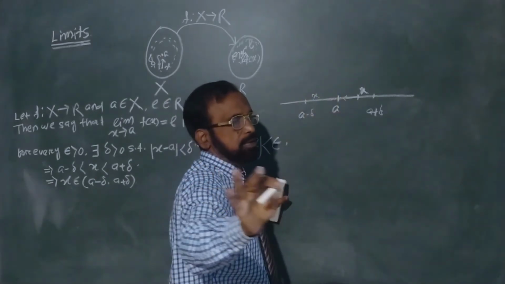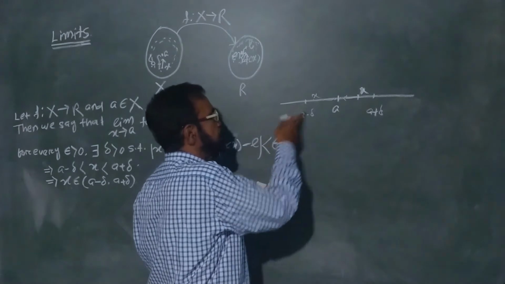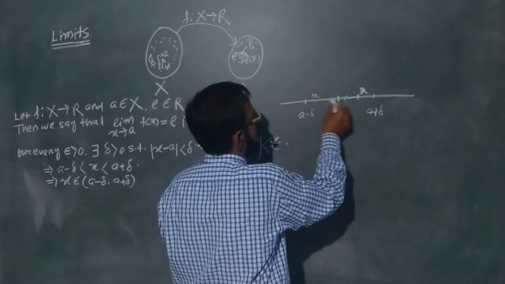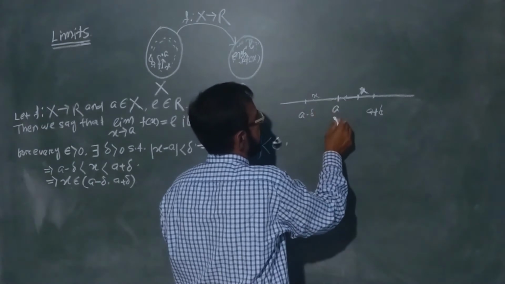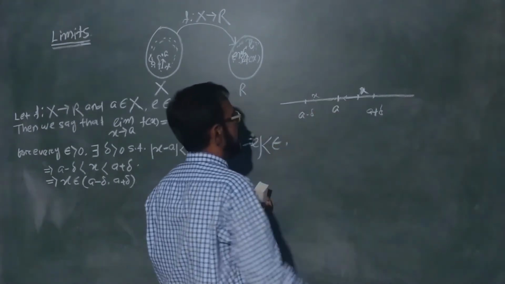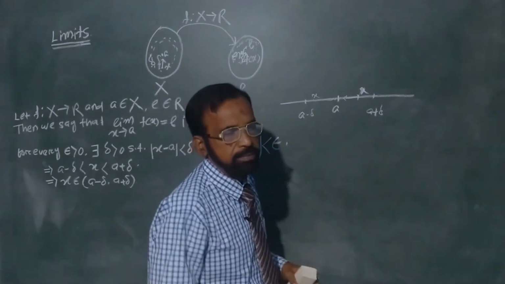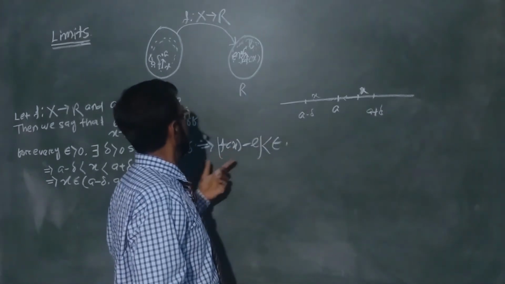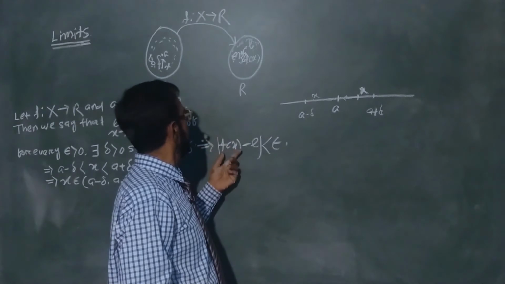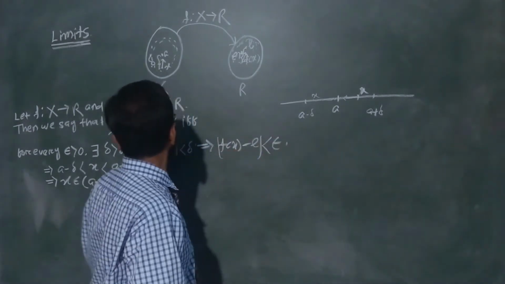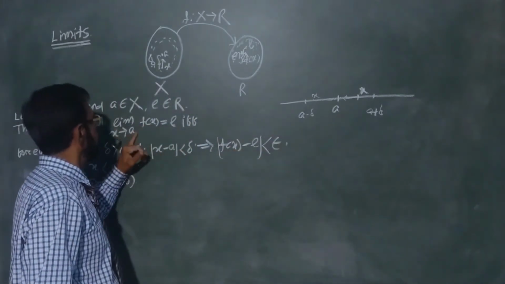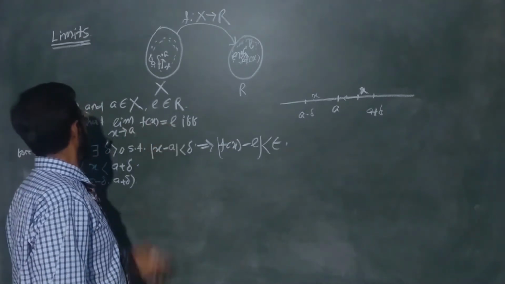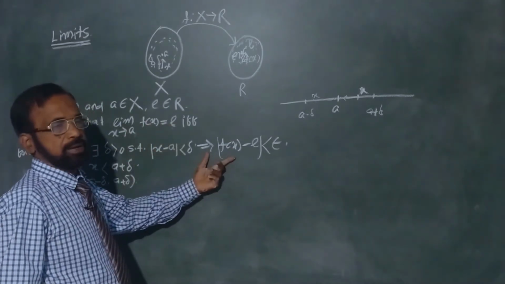x is not equal to a. x approaches a, that means the distance |x minus a| is less than delta implies |f(x) minus L| is less than epsilon. In that case we say that the limit L is the limit of this function f(x) when x approaches a, meaning limit x tends to a, f(x) equal to L. The delta always depends upon the epsilon.